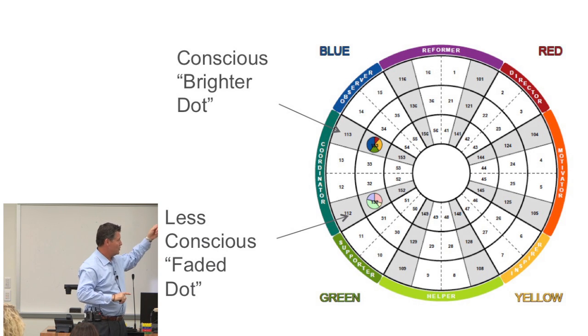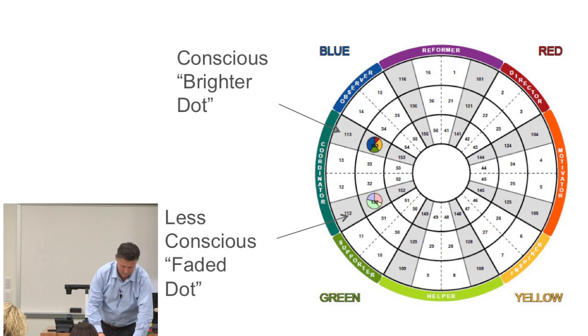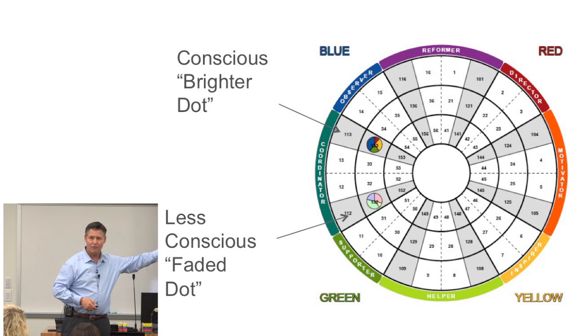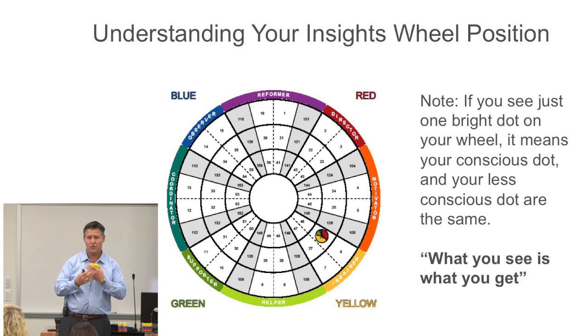But with 24 spokes, 24 color orders, the three rings represent color intensity. So let me show you. And by the way, some of you have two dots like this because you change somewhat more than the folks who have just one dot.